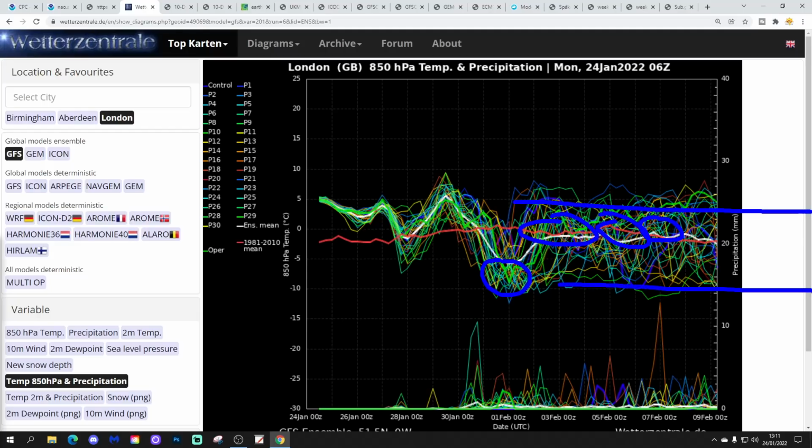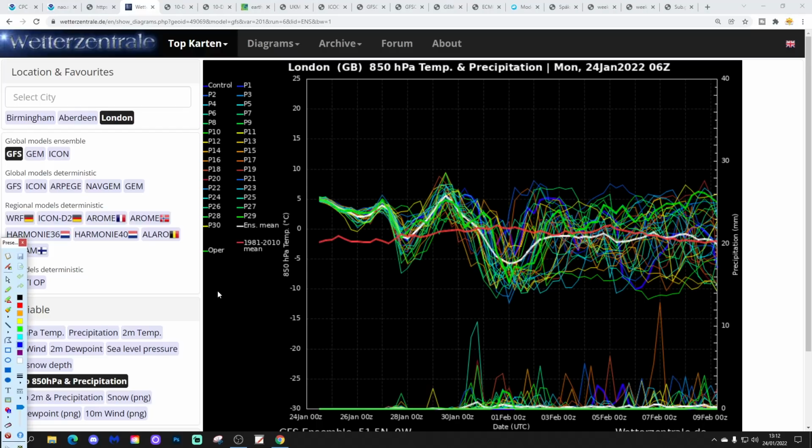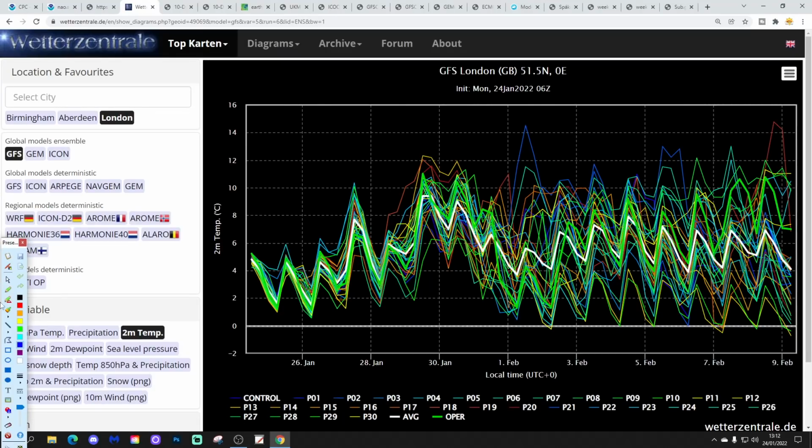We have got these colder outlier members just here through the first week of February, so they can't be discounted. But there is a very quick recovery after that cold snap around the turn of the month. There is a very quick recovery in the temperature from around the 3rd of February on, and it does quickly get milder once again. So like a 1 or 2 day cold snap, and then that's gone. Really, 2 meter temperatures look like this.